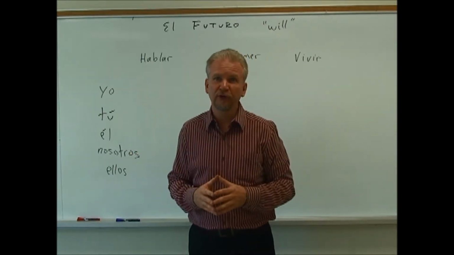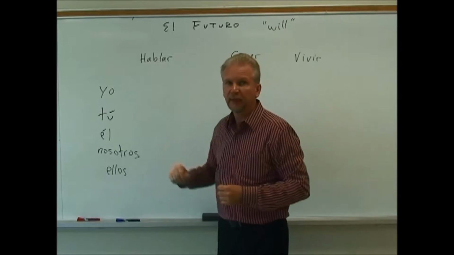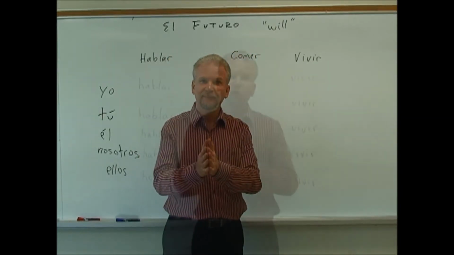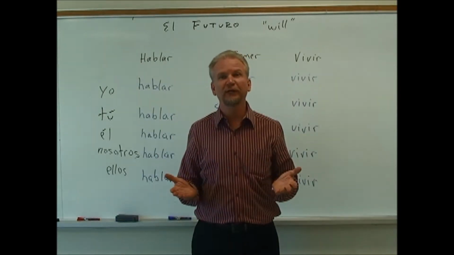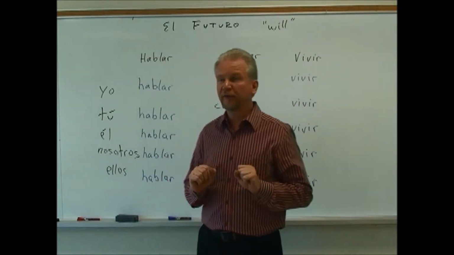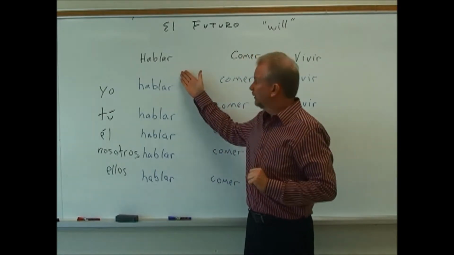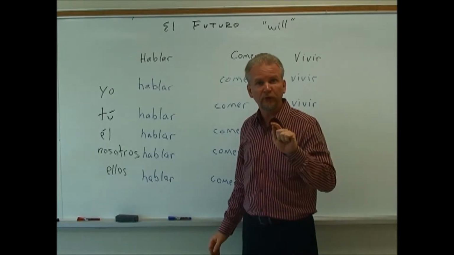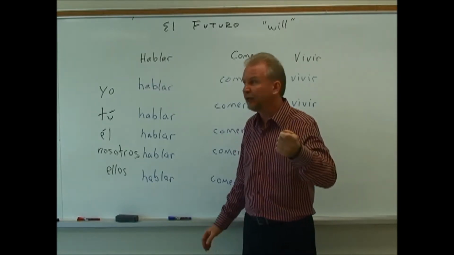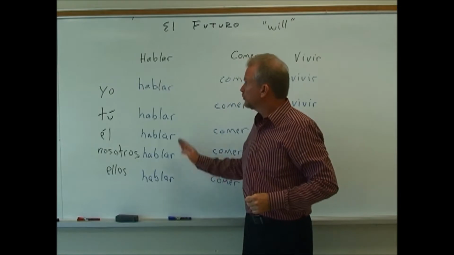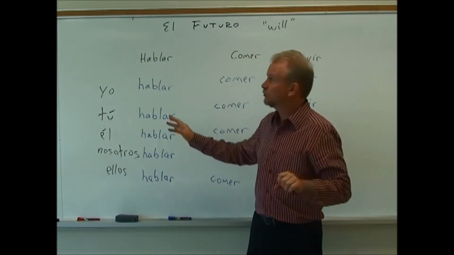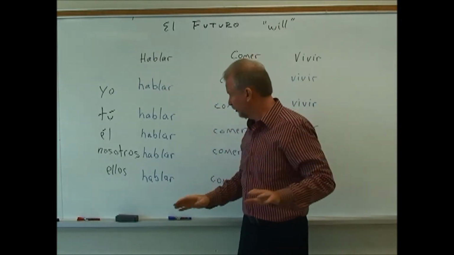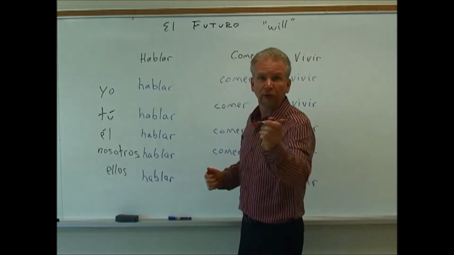We have a few examples here. AR verb, hablar, ER, comer, IR, vivir. For you to see how simple it is to conjugate in the future, all you have to do is, let's start with hablar, write the whole verb down. What we do is we add an ending to the verb. So in most conjugations, we take away the ending and we change it. Here we're leaving the complete verb by itself, and we're going to add a letter.